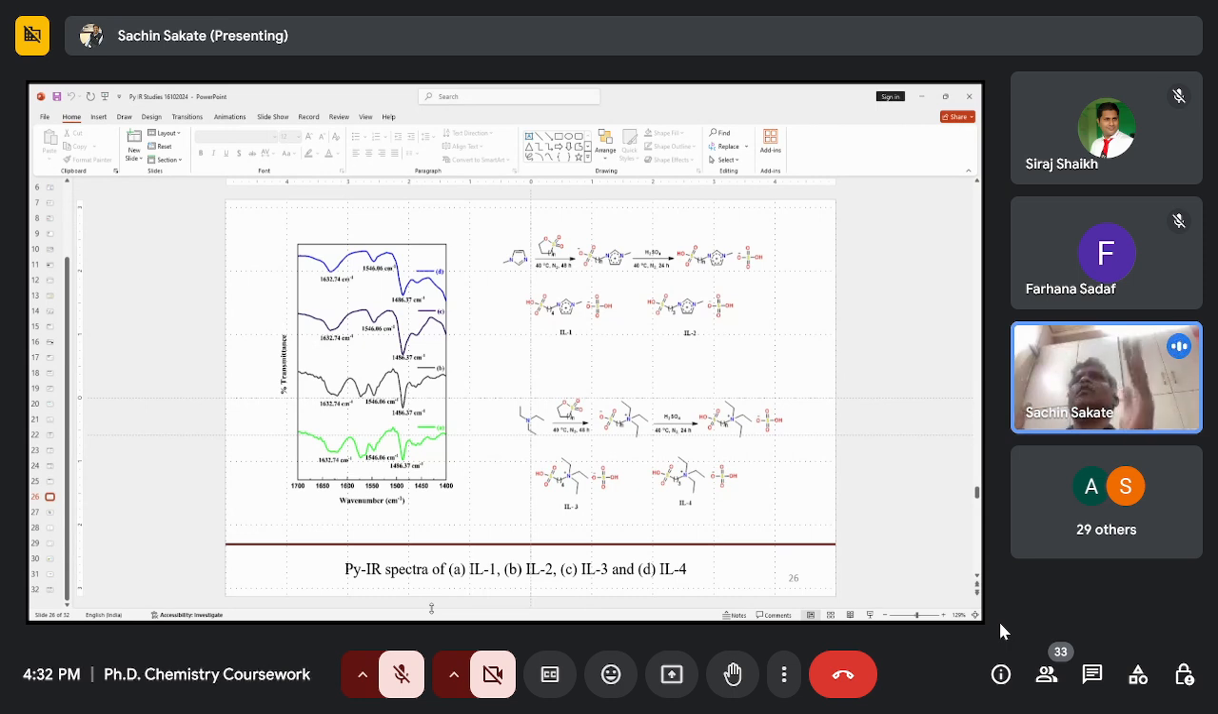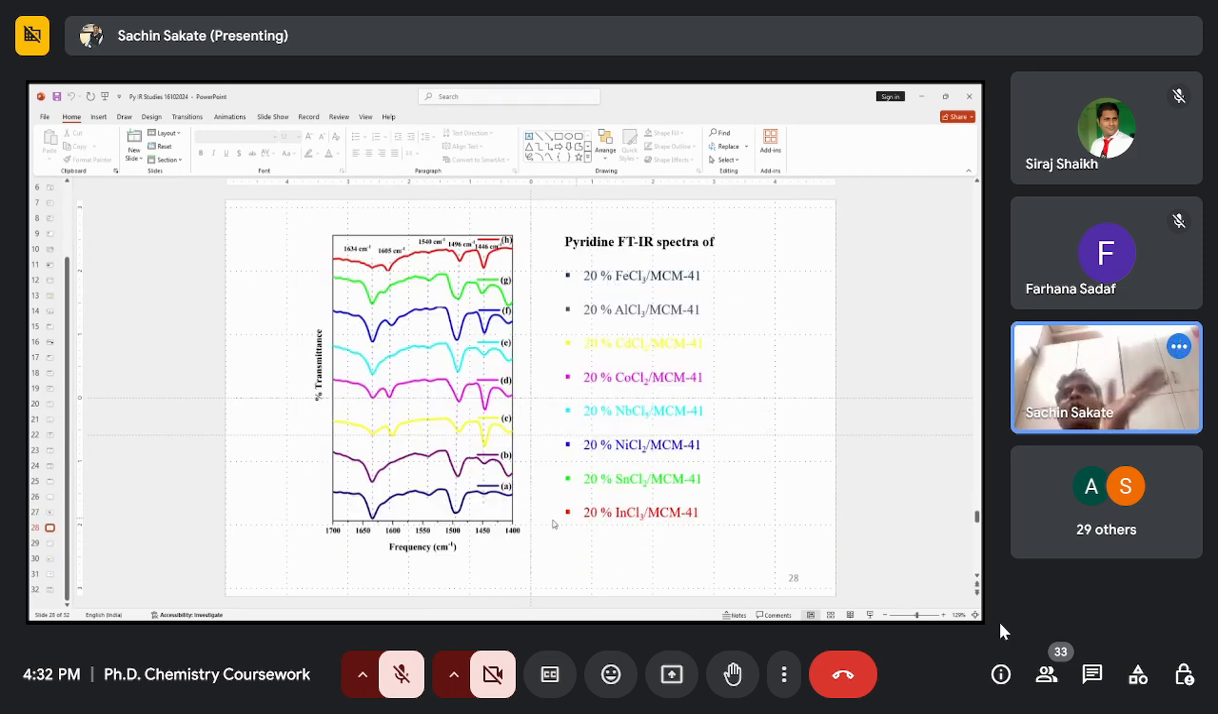All we are discussing is the qualitative analysis, and quantitative also we can do, as I have mentioned earlier. Now see, we have prepared a series of catalysts. Just see: 20% indium chloride, stannous chloride, nickel chloride, niobium chloride, cobalt chloride, cadmium chloride, aluminum chloride, FeCl3, a number of catalysts. And if you see very carefully, you will observe that some of them are showing the Brønsted acidity and some of them are not showing the Brønsted acidity. So you can choose, or you can tailor, you can modify the Lewis acidity, the Brønsted acidity.